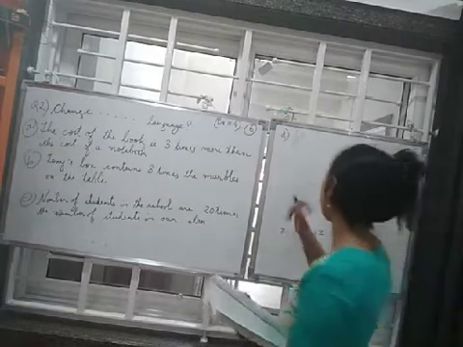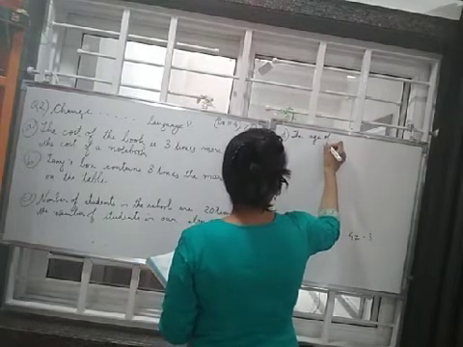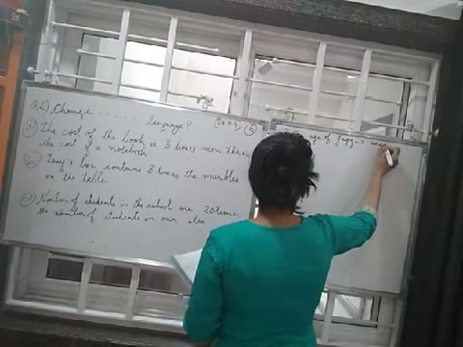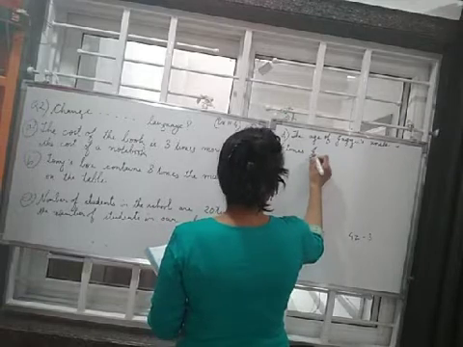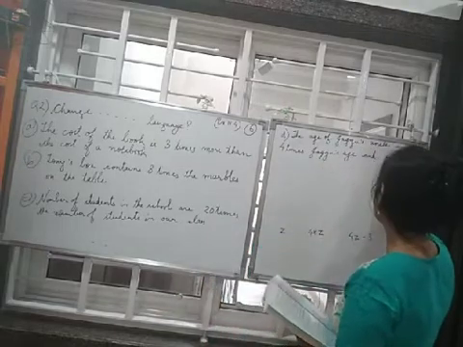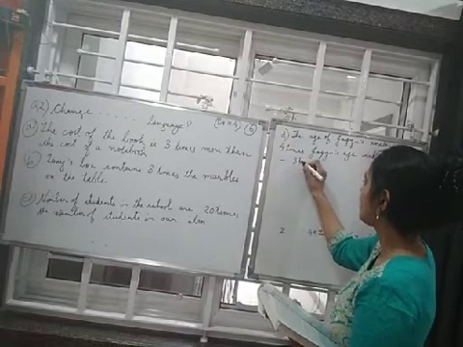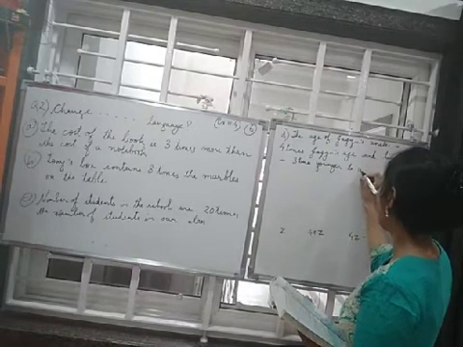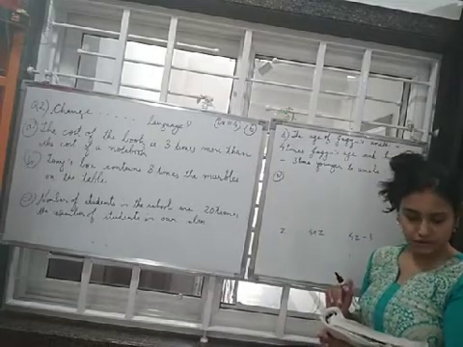Okay, so the age of Jagu's uncle is 4 times Jagu's age, and his aunt is 3 years younger than uncle. This completes D part. Then we go to the E part.